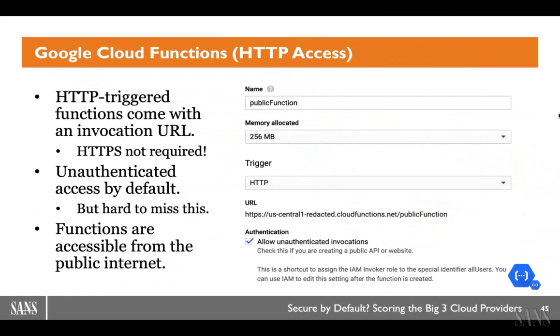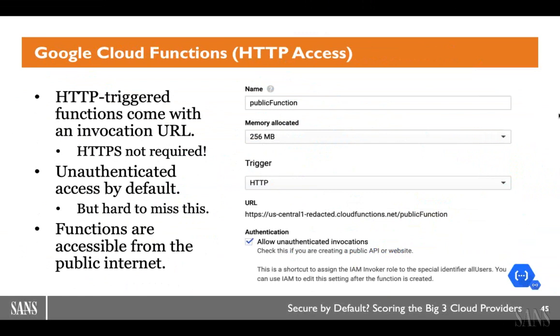The best solution I could find was writing logic into the function itself to perform a redirect, which is not something a typical developer would ever think to do and has security concerns of its own. By default, functions can be invoked without authentication. However, this is fairly noticeable in the function creation form as shown here.